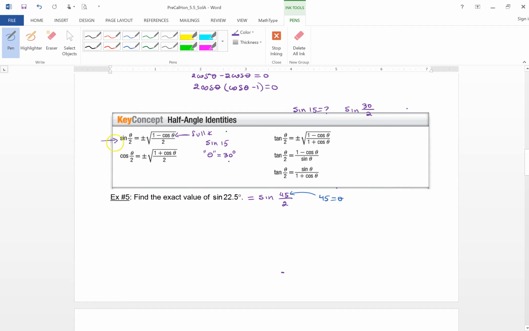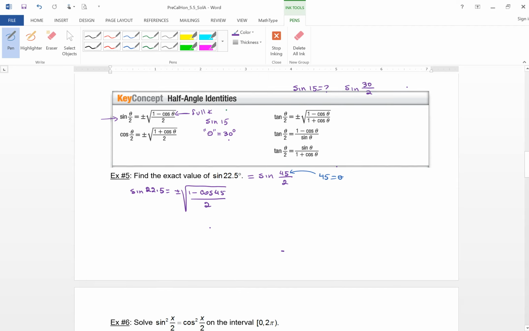Well, it's this one. So we say sine of 22.5 is equal to plus or minus the square root of (1 minus cosine of 45) over 2. Now, do we use degrees in these? Well, if your question is in degrees, then yes. If it's in radians, then you use radians.